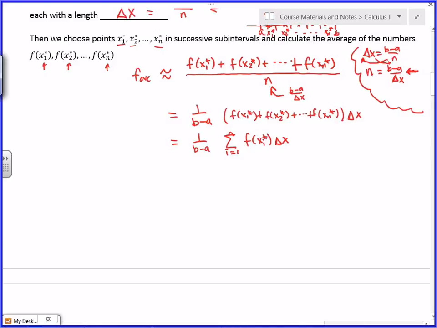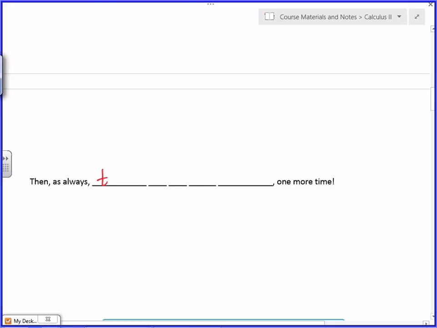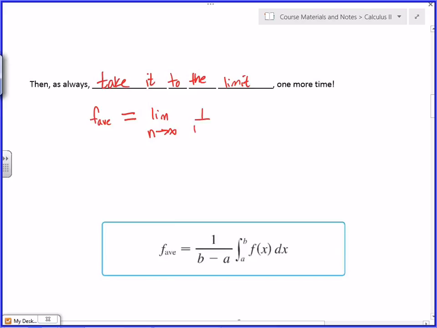So now, if we take that next step, then as always, take it to the limit one more time. Then what you get is that the average value of the function is exactly equal to the limit as n goes to infinity of 1 over b minus a, integral of the, not integral, not yet. I just want to put a limit in front of there, so I'm still doing the sum, sum i equals 1 to n of f of xi star delta x.